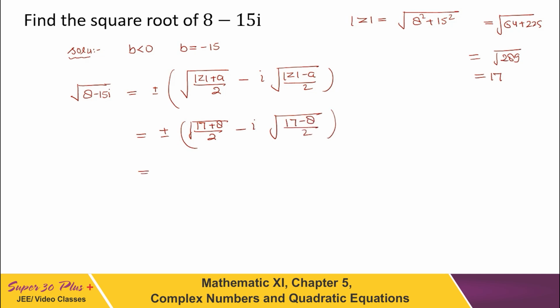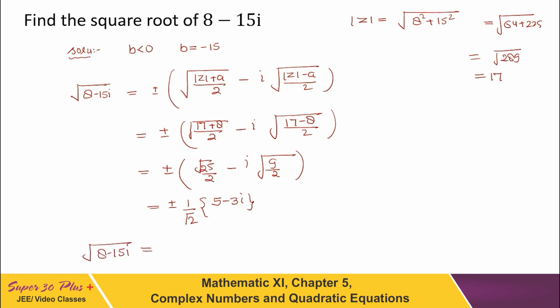Now simplify it. It is plus minus root 25 upon 2, minus iota times root 9 upon 2. Now simplify it. It is plus minus, 1 by root 2 is a common factor, 5 minus 3 iota. Means the square root of 8 minus 15 iota is equal to plus minus 1 by root 2, 5 minus 3 iota. This is our answer.